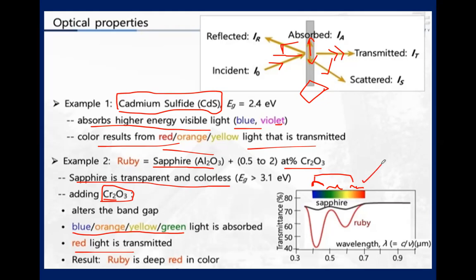So now the sapphire is no longer yellow, no longer blue, it's red, right? Then we call it ruby, right? So it's deep in red color. So that's how you see the red color in ruby, right? Otherwise, sapphire is normally colorless and transparent.